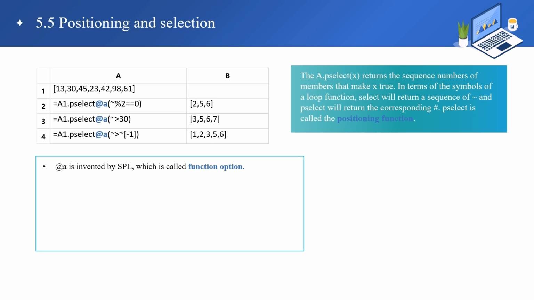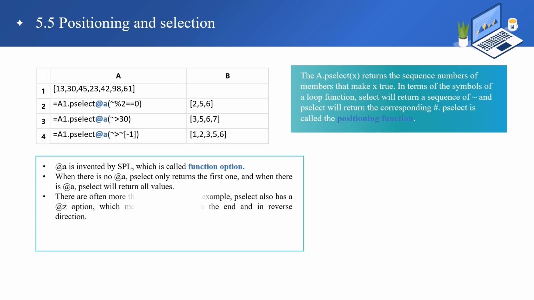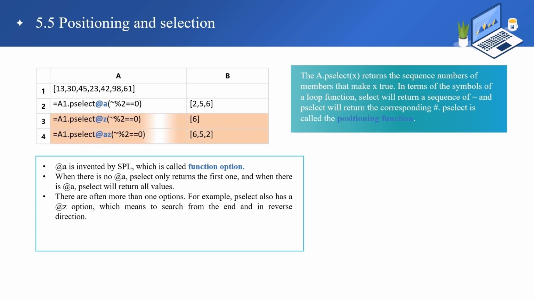In SPL, we use the same name to name these two functions, and use the character after @ to distinguish them. It seems that a function has different modes. When there is no @a, pSelect only returns the first one, and when there is @a, pSelect will return all values. There are many functions with options in SPL, and there are often more than one option. For example, pSelect also has a @z option, which means to search from the end and in reverse direction. In the above example, a1.pSelect@z, %2 = 0, will return 6.